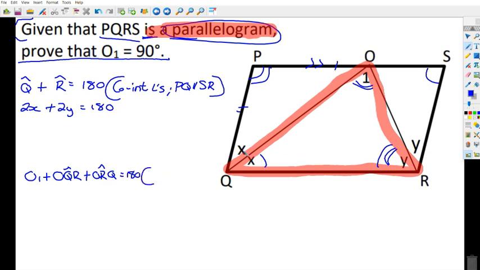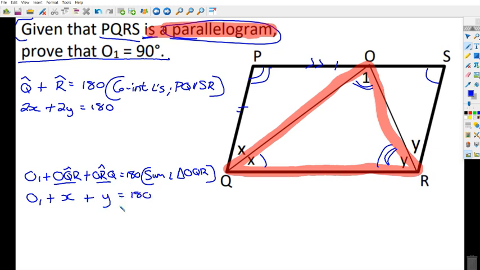And why can I say that? What's the reason for that? Sum of angles of a triangle. Let me be specific because there are 3 triangles there. So, sum of angles of triangle OQR. That doesn't really help me, but I know what those are. I know that OQR is x, so let me put that in there. Let's see if that helps me. I know that that's x. And I know that ORQ is y. Right? And that's equal to 180.